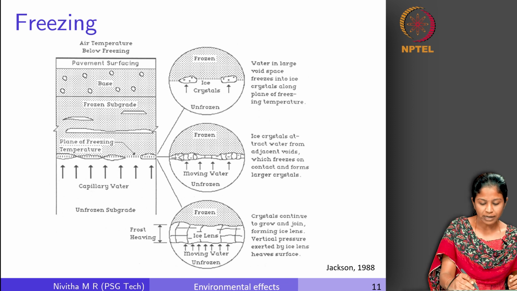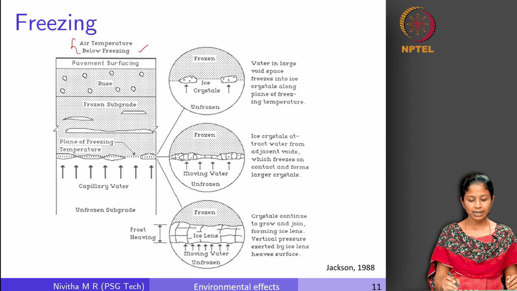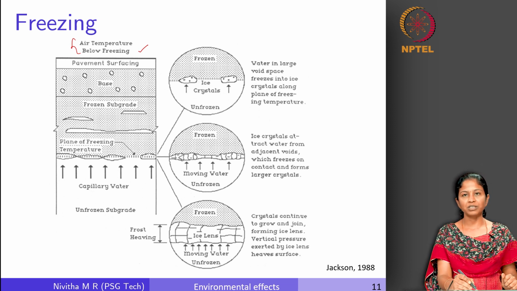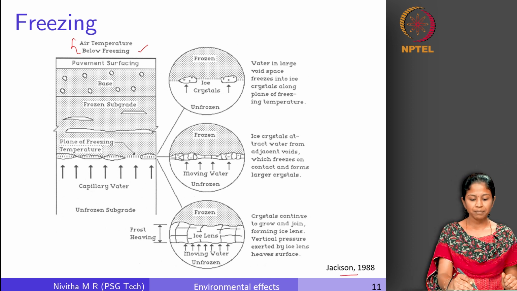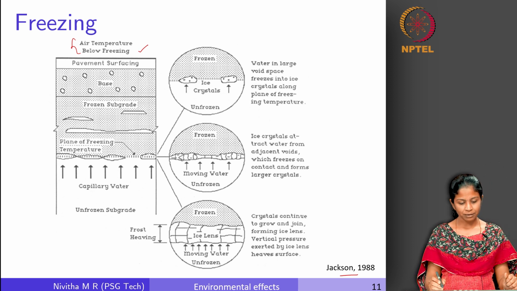So, this is a typical pavement system. Let us say that the air temperature is below the freezing temperature. This is a pavement surface, again not a typical pavement cross section used in India. I have taken it from this particular reference, and they have a surfacing, a base and a subgrade. This is the composition of the pavement.